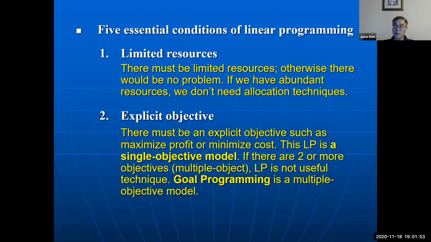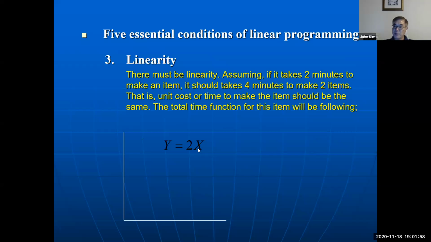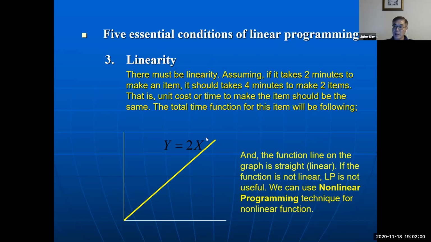And then linearity. If the x variable exponent is 1, then it is linear. But if the exponent is 2 or higher, then it will be a curve. So to use linear programming, from this name, linear, that means it should be a straight line. Then the exponent of the x variable is only 1.